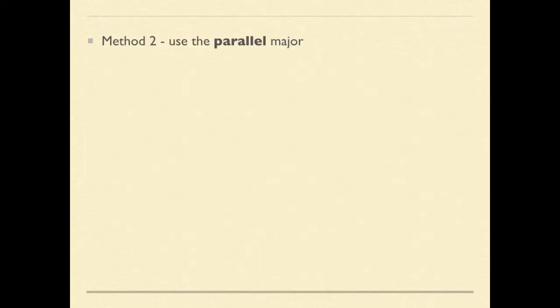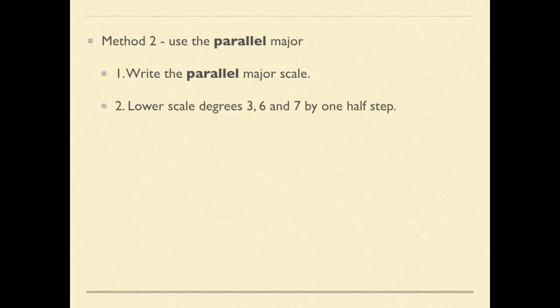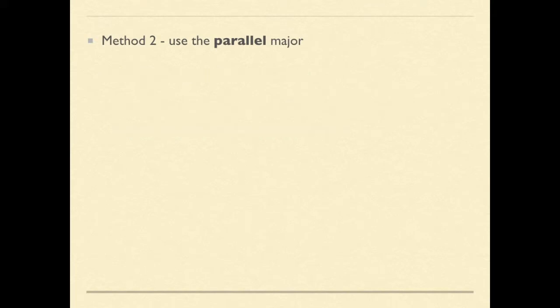Now we'll use the parallel scales to write natural minor scales. So step 1 is to write the parallel major scale, and step 2 is to lower the scale degrees 3, 6, and 7 by one half step. You do that by either adding a flat or removing a sharp. So let's apply this method to the scales we did with method 1.